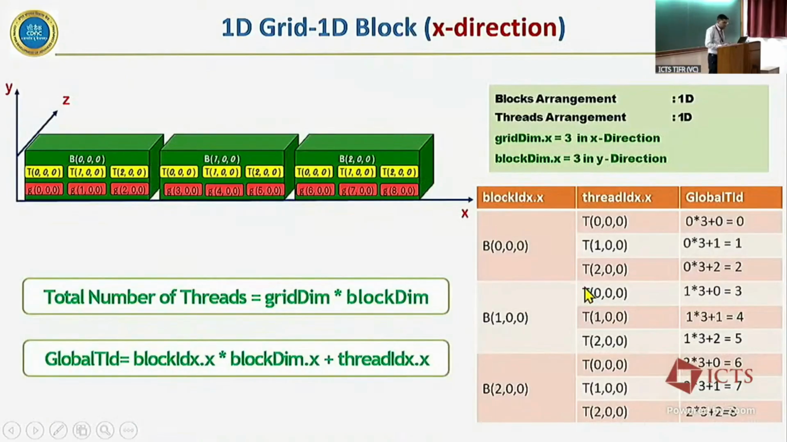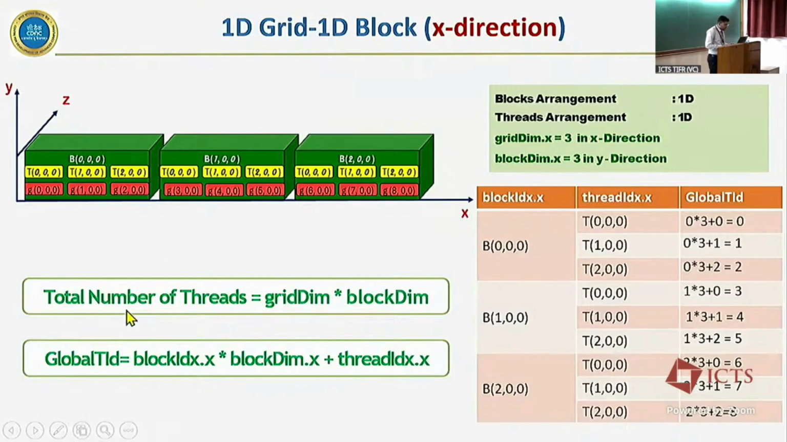So here is the formula to calculate the global thread IDs. Suppose you have a number of blocks. Here I have taken 3 blocks, but you can use thousands or hundreds of blocks, right? So how can you identify which thread is located where? For that, we have a formula in CUDA.